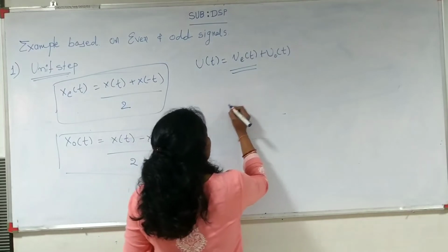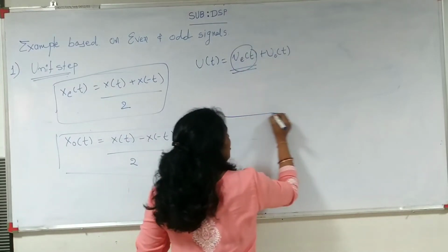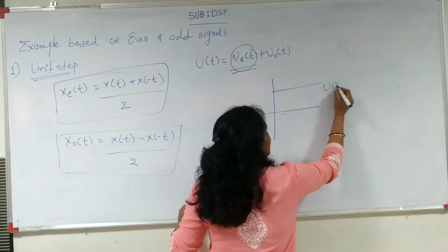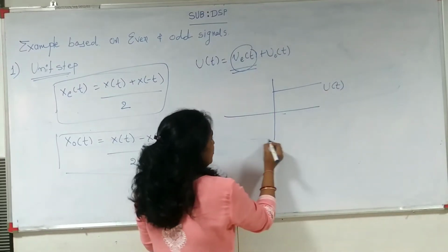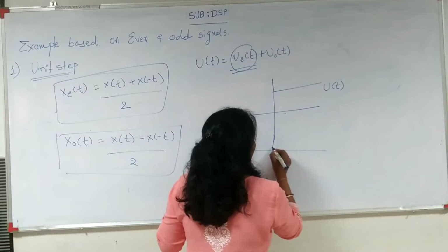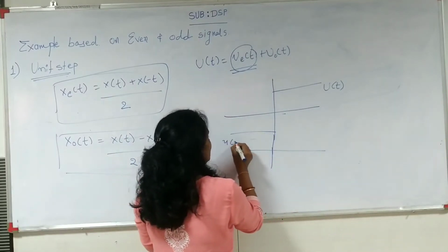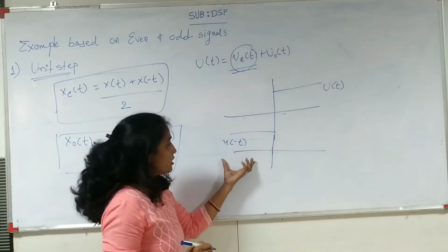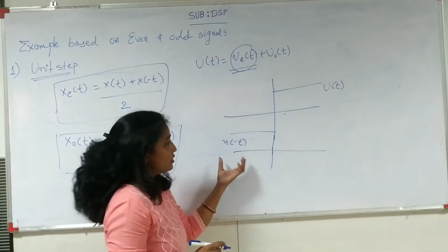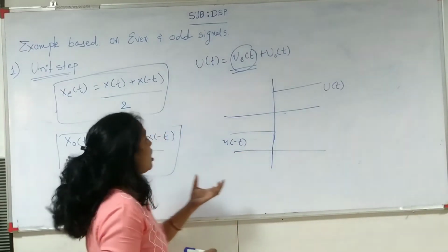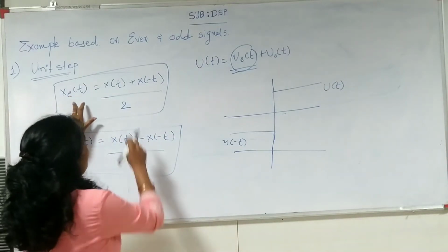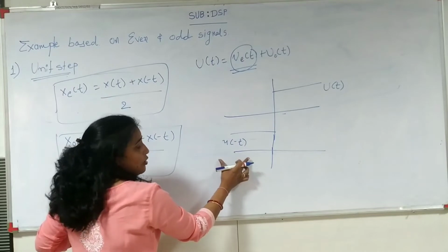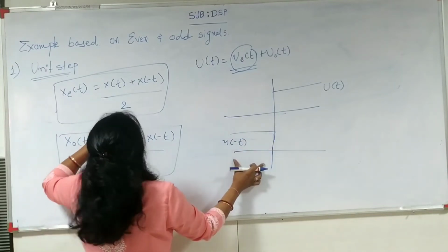Again, for u of e of t, from the graphical representation, this one is u of t, and this one, obtained by flipping the signal, is u of minus t. Now, how do we find the even component? By adding the original signal and the flipped signal, and dividing this combination by 2.